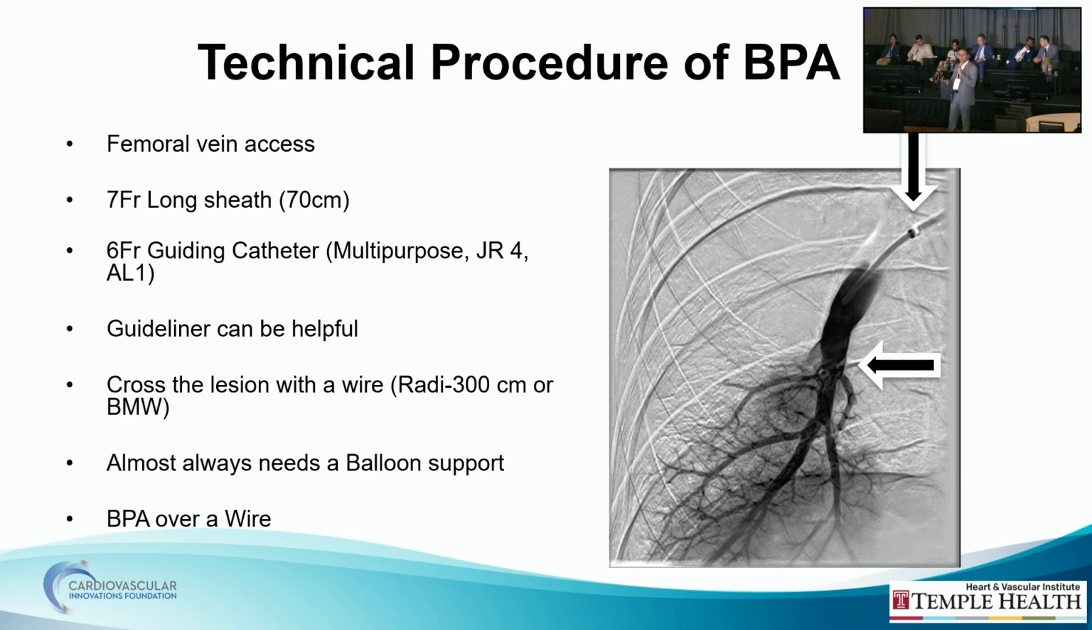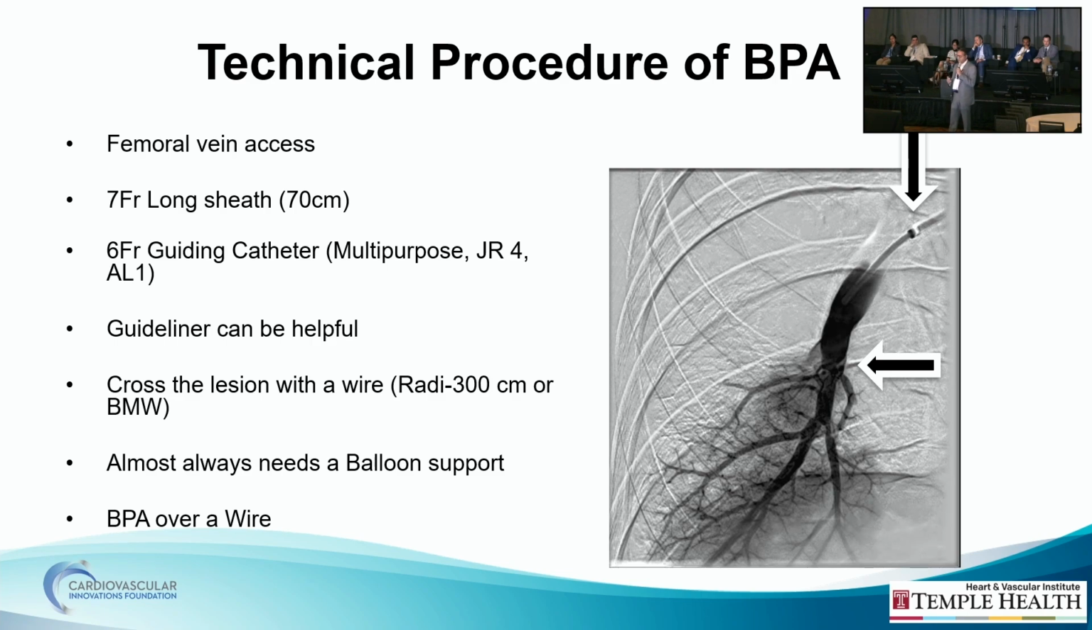Now, how do we do balloon pulmonary angioplasty? We usually use a femoral access, take a long 70 centimeter 7 French sheath. We use a 6 French guiding catheter through that sheath, usually a multi-purpose and a JR4 for the right side and an AL1 for the left side. Guide liners are very helpful. We usually cross the lesion with a BMW or a Radifocus wire. I use a 300 centimeter Radifocus wire, sometimes a Runthrough wire.